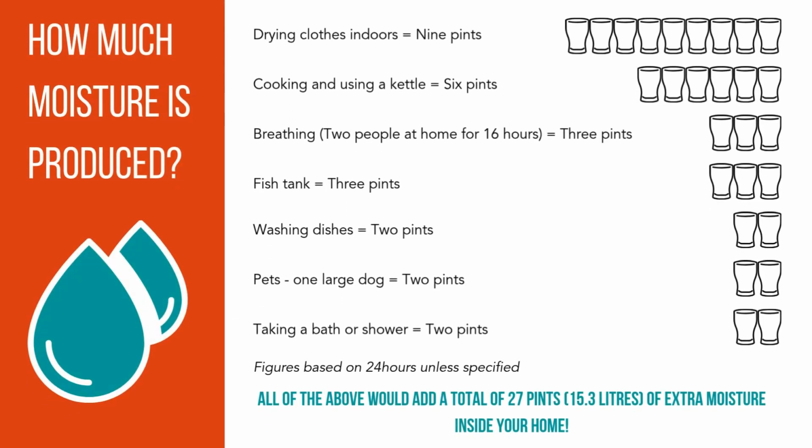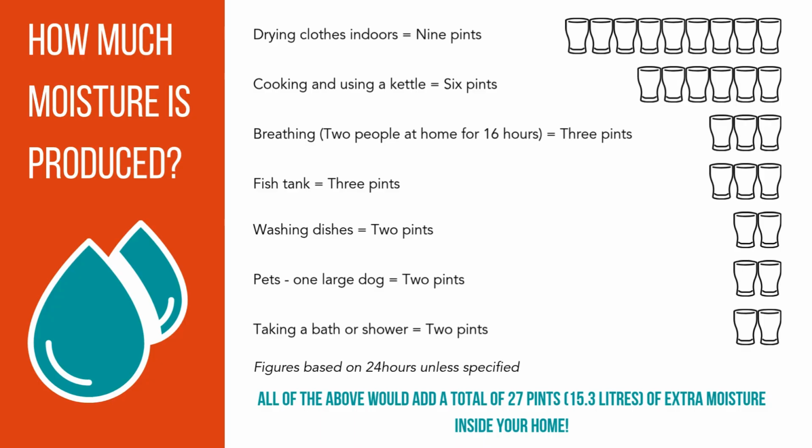Here we will look at how much moisture is produced by basic everyday activities in the home. Drying clothes indoors can produce 9 pints of moisture. Cooking and using a kettle can produce 6 pints. Even breathing creates moisture. 2 people at home for 16 hours can produce 3 pints. If you have a fish tank at home, this can produce 3 pints.